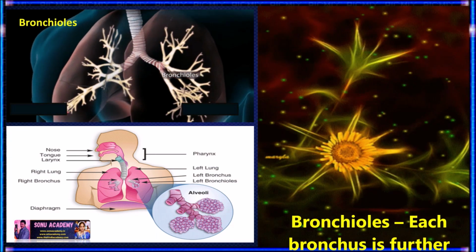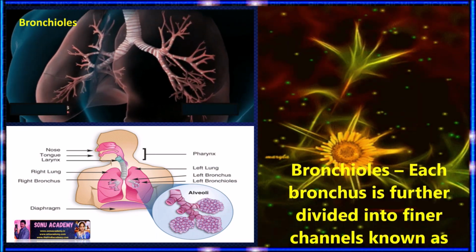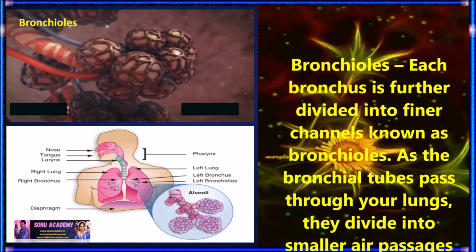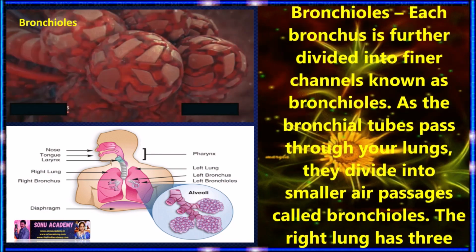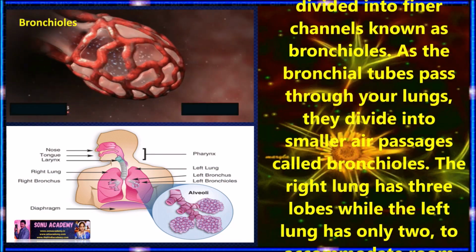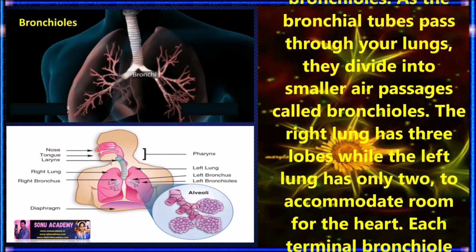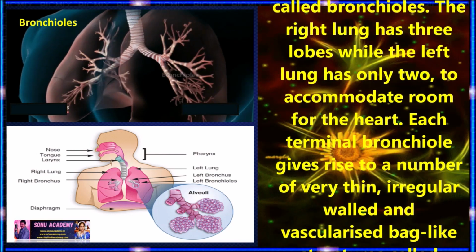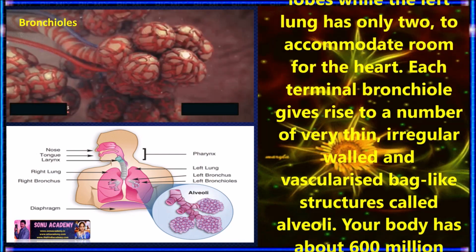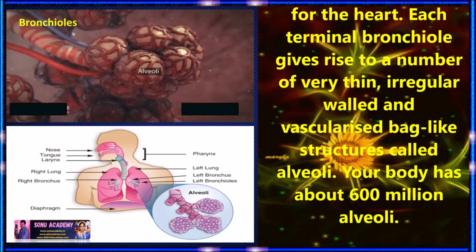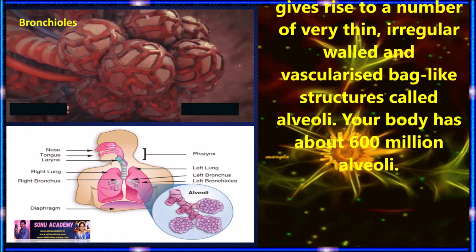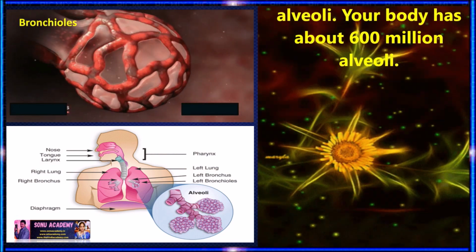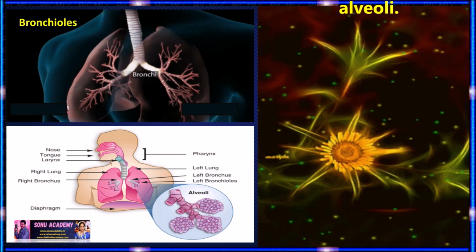Let us discuss bronchioles. Each bronchus is further divided into finer channels known as bronchioles. As the bronchial tubes pass through our lungs, they divide into smaller air passages called bronchioles. The right lung has 3 lobes while the left lung has only 2 lobes to make room for the heart. Each terminal bronchiole gives rise to a number of very thin, irregular-walled and vascularized bag-like structures called alveoli. The human body has about 600 million alveoli.